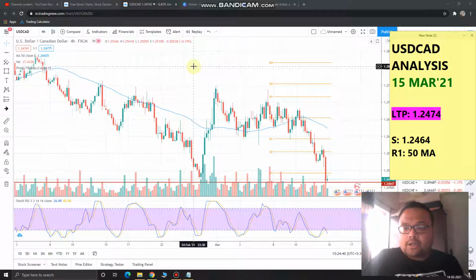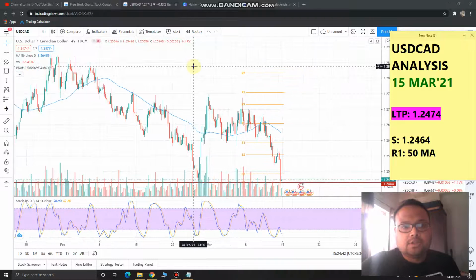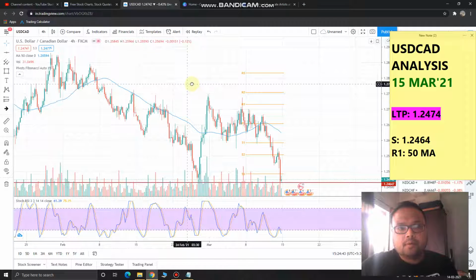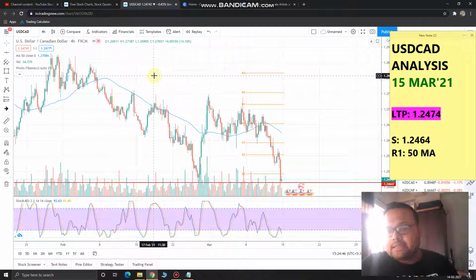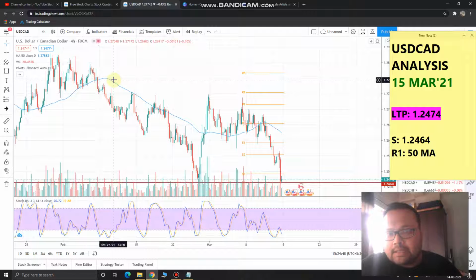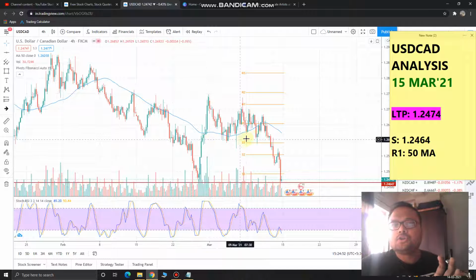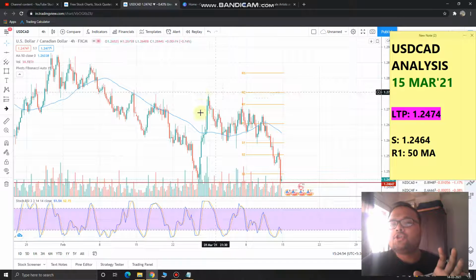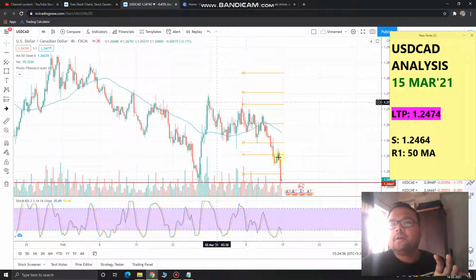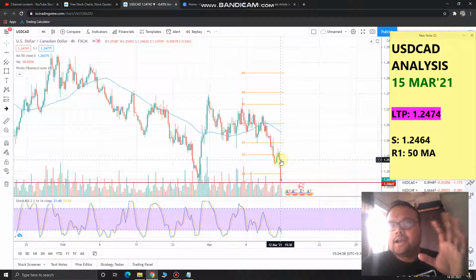So if I zoom out the chart, we can see that the market is in downtrend. The market went up a little, then the market was in consolidation for a while, then after that the market fell again, and right now the market is just trading at the support.